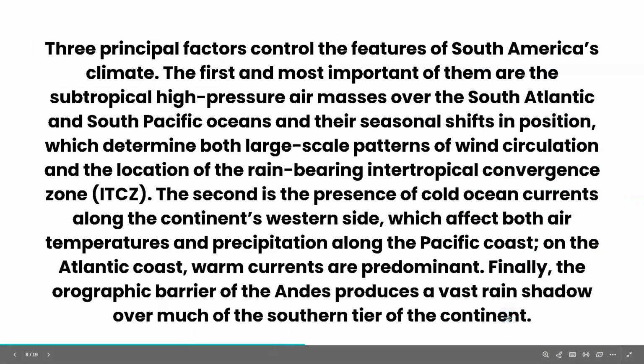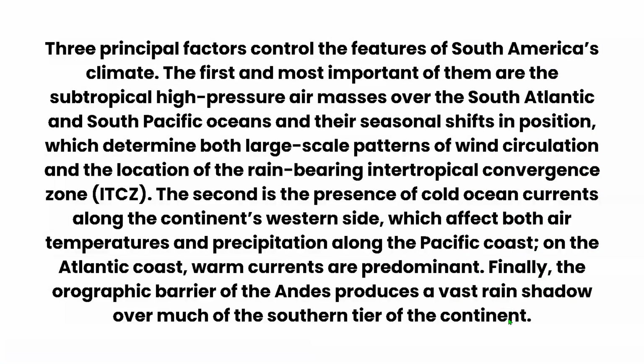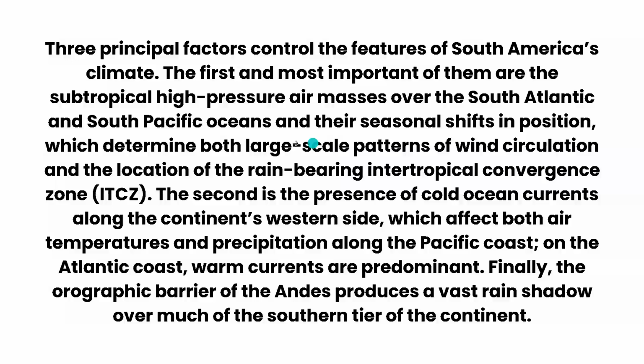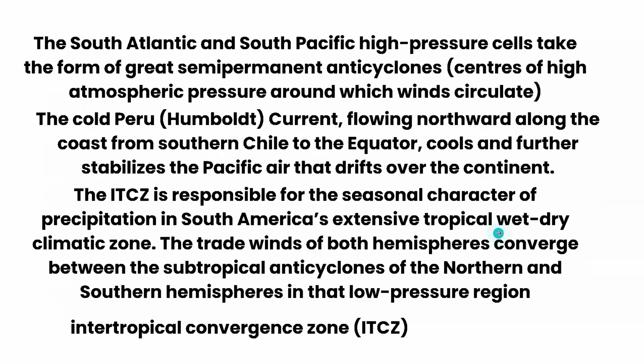Okay. Next, principal factors control the features of South America's climate. It is the pressure, high pressure air masses over the South Atlantic and South Pacific oceans, and the seasonal shift in position. And we also have seen ITCZ. Okay, what is ITCZ? Now, intertropical convergence zone. Because of this intertropical convergence zone, you will find the character of precipitation in South America's extensive tropical wet dry climatic zone. This is very important.